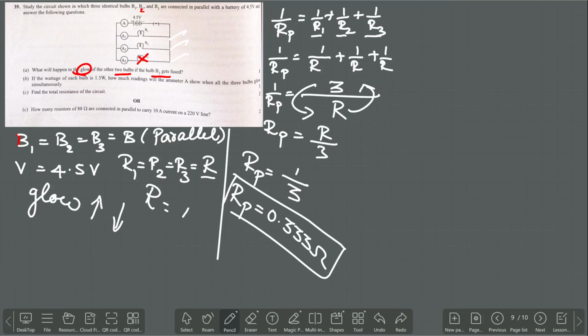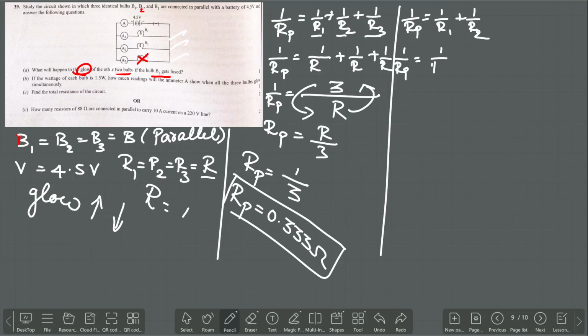So, in the question what they said, if two bulbs alone are working, that means the third bulb is not working, means 1 by Rp is equal to 1 by R1 plus 1 by R2. Again 1 by Rp is equal to 1 by R, as we are assuming the value of R1, R2 or R3 are R itself. So 1 by Rp is equal to, the denominator is going to be R, so numerator it is 1 plus 1, 1 plus 1 is going to be 2. So therefore Rp is equal to R by 2, since we are taking the reciprocal over here.